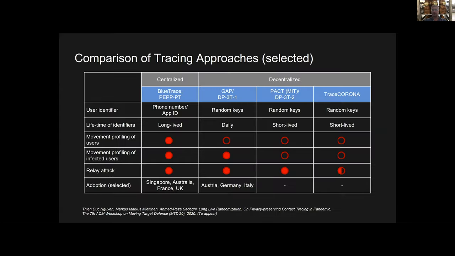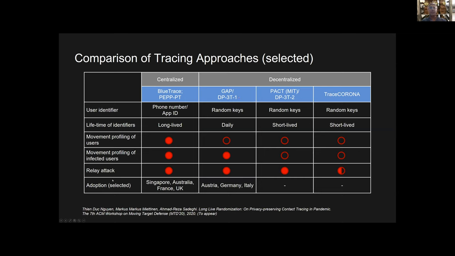So I just put here a table where you can see some of the more known, so to say, centralized approaches like BlueTrace in Singapore or PEPP-PT that is still in some of the countries being used. This was what Gerald was talking about, debated in Germany heavily because some activists were against it, and there was also a big lobby for that. And the same lobby started to lobby for GAP at the end. And that's very interesting to observe.